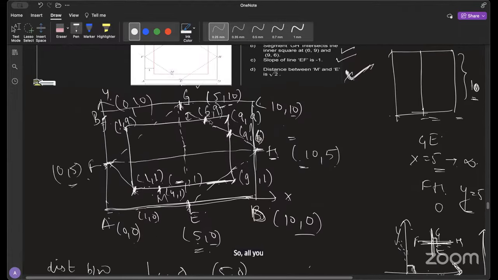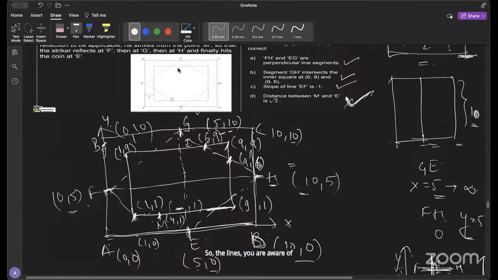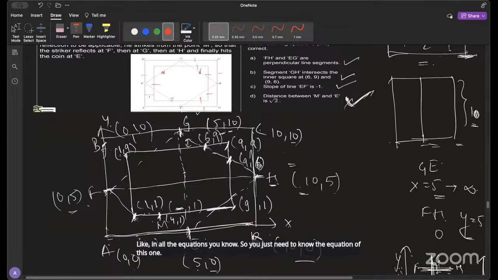So now you're aware of all the points that are here, here, and everywhere. You know the equations of the lines parallel to the y-axis and parallel to the x-axis already. So you just need to know the equation of this one, this one, this one, and this one.